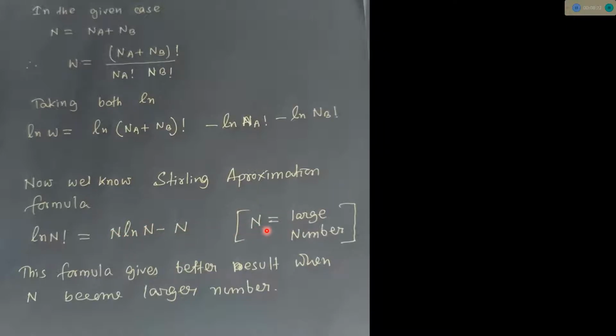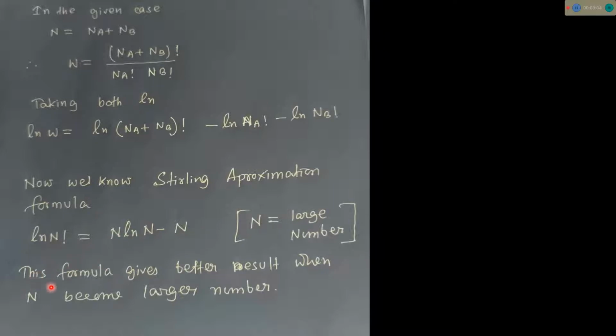If the value of n is a very large number, then this formula gives a better result. In this case we are considering gas molecules. If we consider only 1 mole of molecules, then there are Avogadro number of molecules, which means 6.023 into 10 to the power 23 molecules. So that's why we can use this Stirling approximation formula in all the thermodynamic cases, because we are considering gaseous molecules, and if we consider only 1 mole, then there are so many molecules, so we can use the Stirling approximation formula.